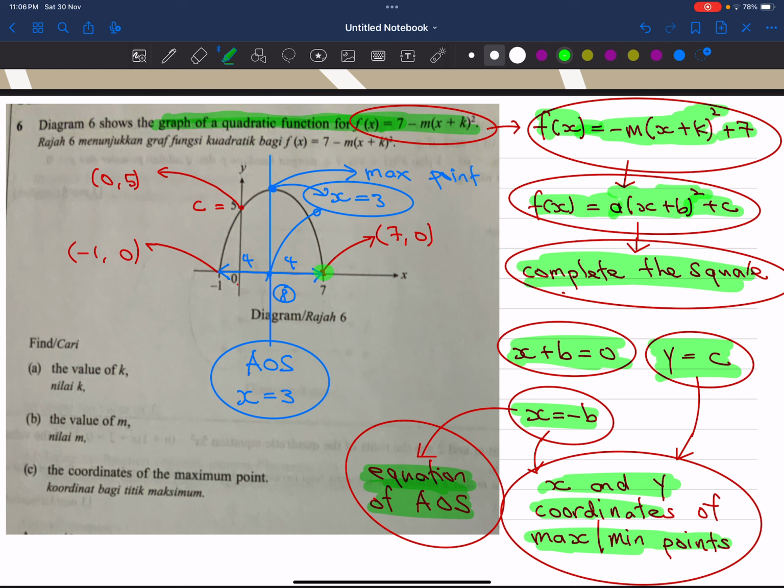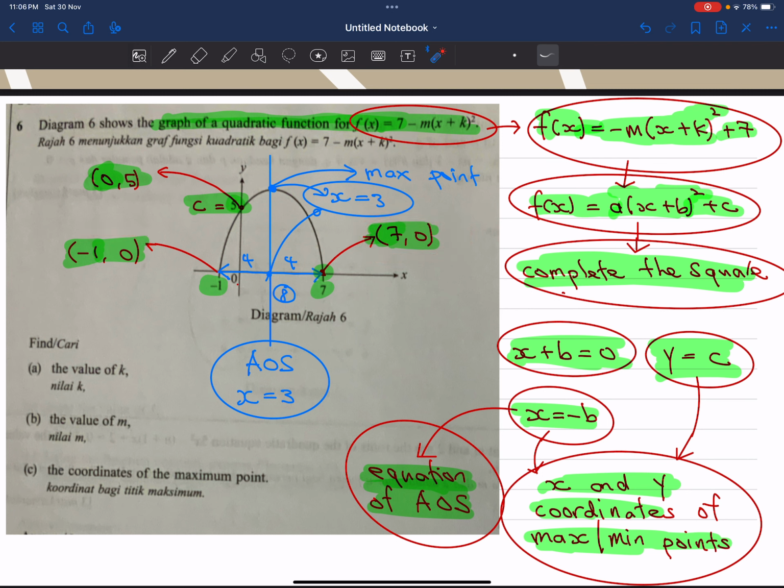The 7 is the x-intercept, so x is 7. In x-intercept, the y is 0. The negative 1 is also an x-intercept, x is negative 1, y is 0. And the 5 is the y-intercept, c, and in y-intercept, x is 0. So we actually have got 3 points: (7, 0), (negative 1, 0), and (0, 5).